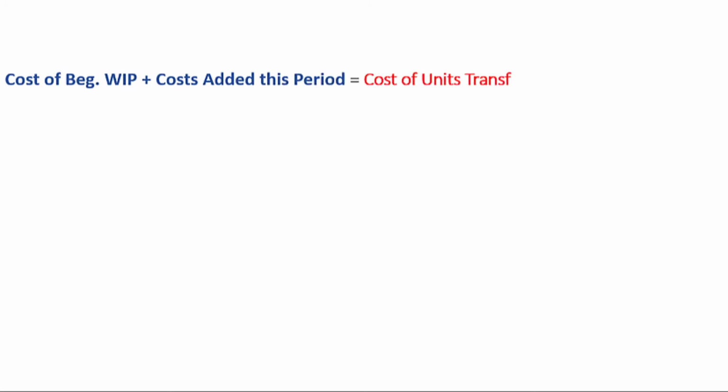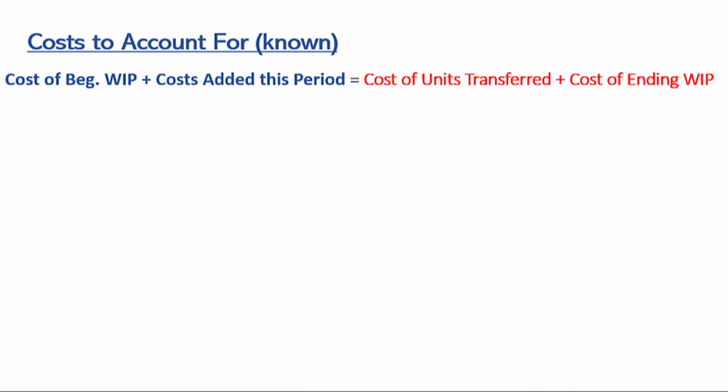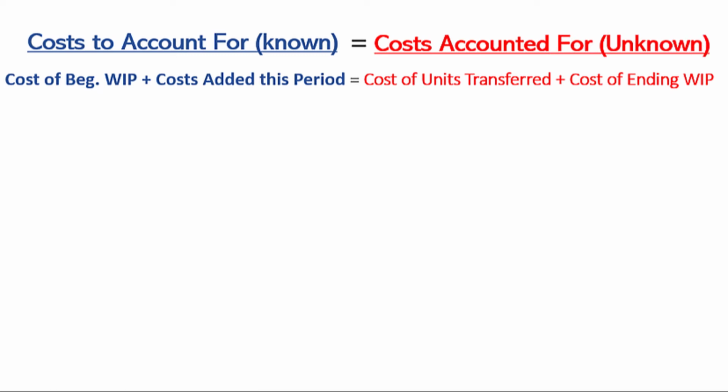Recall this equation. The cost of beginning work in process inventory plus the cost added this period are equal to the cost of units transferred out plus the cost of ending work in process inventory. The left-hand side of the equation is called the costs to account for and are known, whereas the right-hand side of the equation is called the costs accounted for, which are unknown. The goal of the process cost summary report we are about to complete is to use the known costs to account for to assign the unknown costs accounted for.